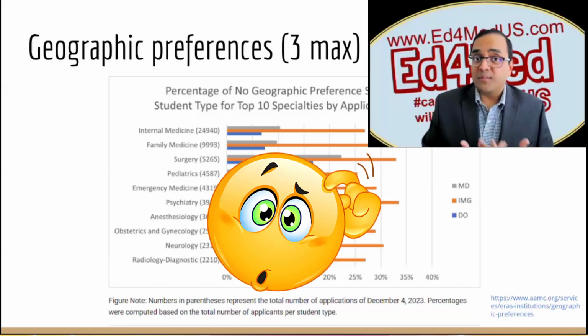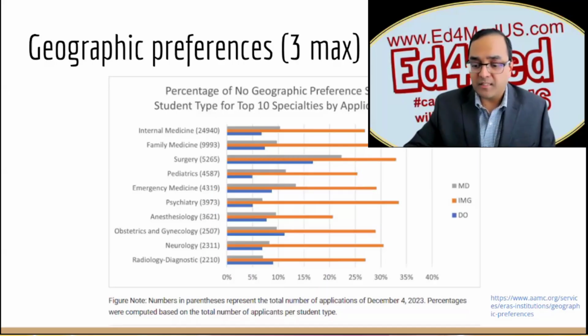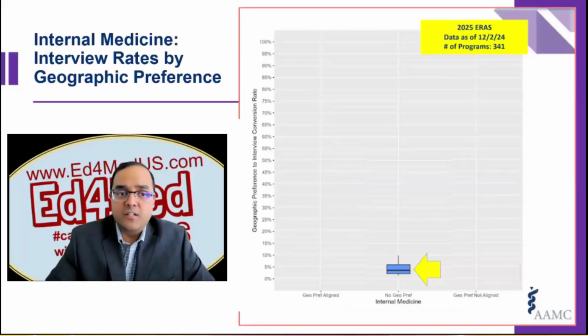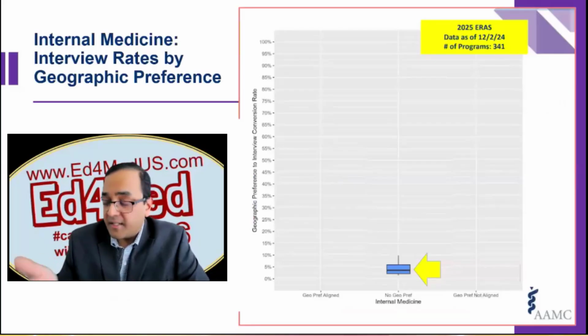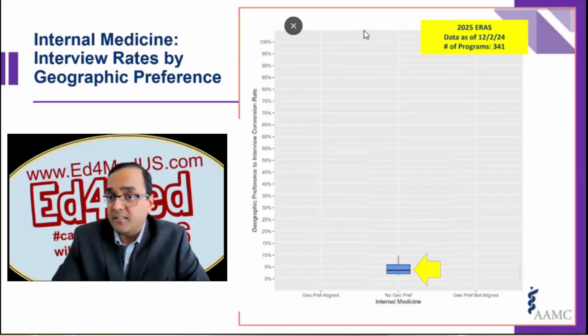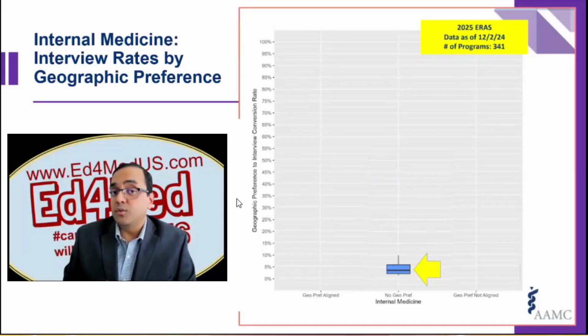What do you do when there's so much confusing opinion? We look at data. So that's what I'm going to present next. Just like in medicine, that's what we do. So let's look at internal medicine. Again, ERAS and AAMC have provided this information from just this last residency application season, 2025. The data they're providing here, on the y-axis, is the geographic preference to interview conversion rate. So what is the likelihood that providing a geographic preference led to an interview invite?